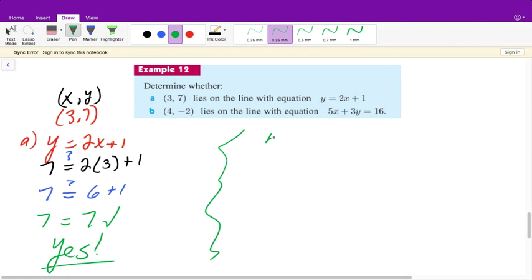All right, so let's go ahead and try the next one. The next one, we have the points 4 and -2. And now we have it in standard form, 5x plus 3y is equal to 16. If we're trying to see if these fall in the equation, well, we're going to substitute them in for x and y.